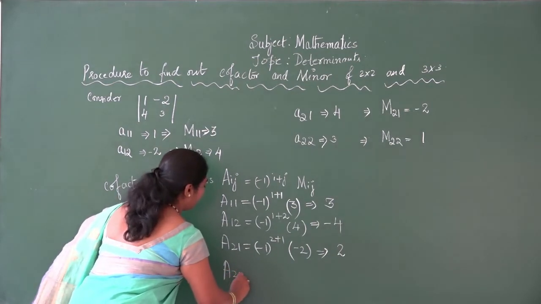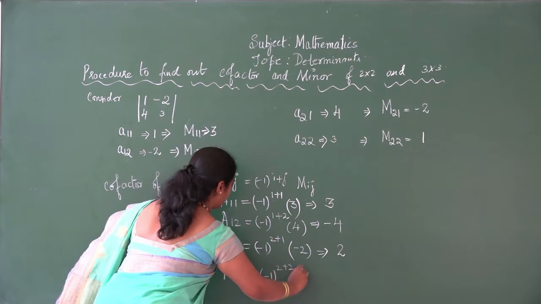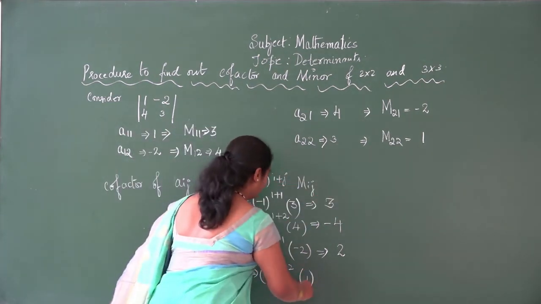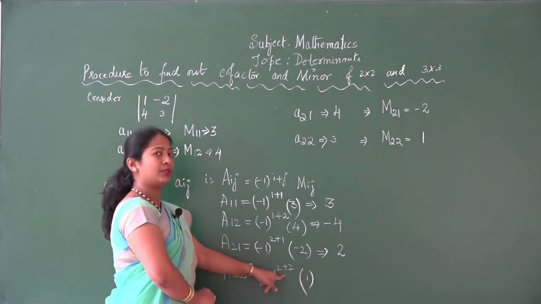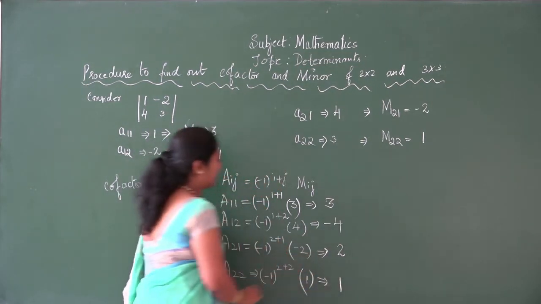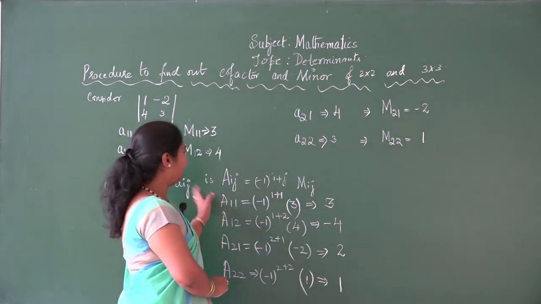Similarly, A22. What is A22? Minus 1 to the power 2 plus 2 into, what is M22 value? That is nothing but 1. Minus 1 to the even power is always 1. 1 into 1 will sum up to 1 itself. These are the cofactors of the elements Aij.